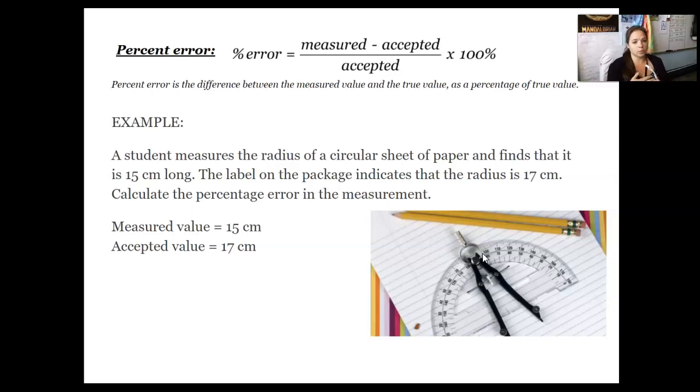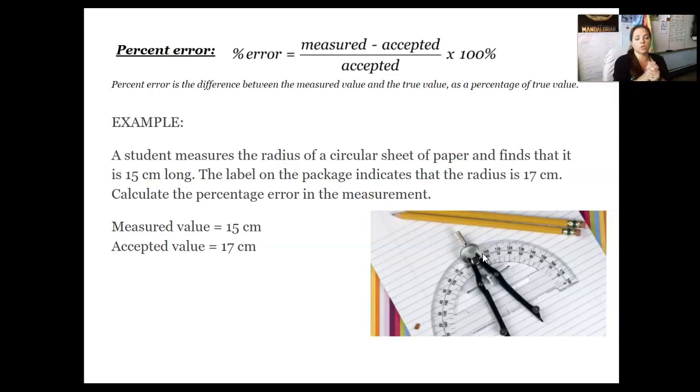Percent error is the difference between the measured value and the true value as a percentage of the actual true value. So it's a percentage of how your estimate may be off compared to the accepted value.